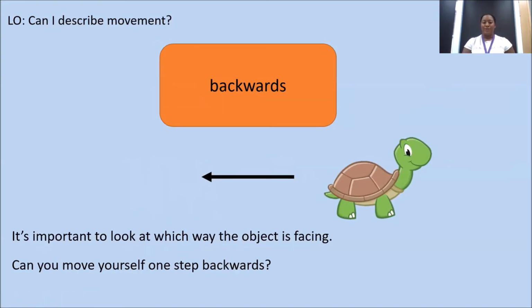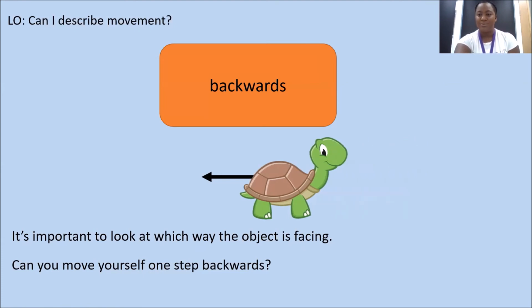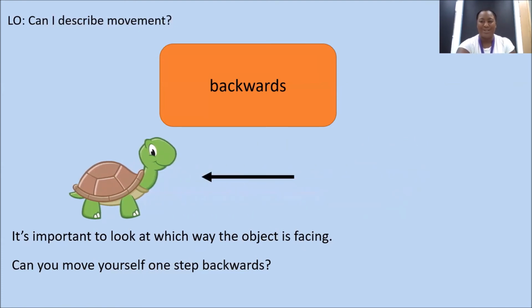It is important to look at which way our object is facing. That's something we really, really need to remember. If we are going backwards, it is behind us. So we might not be looking that way, which is a little bit tricky. We can look over our shoulder, and then we would be looking backwards, but it is behind your body. Can you move yourself one step backwards? Excellent. Let's see if our turtle is going to move backwards. Well done, turtle. You managed to move backwards.